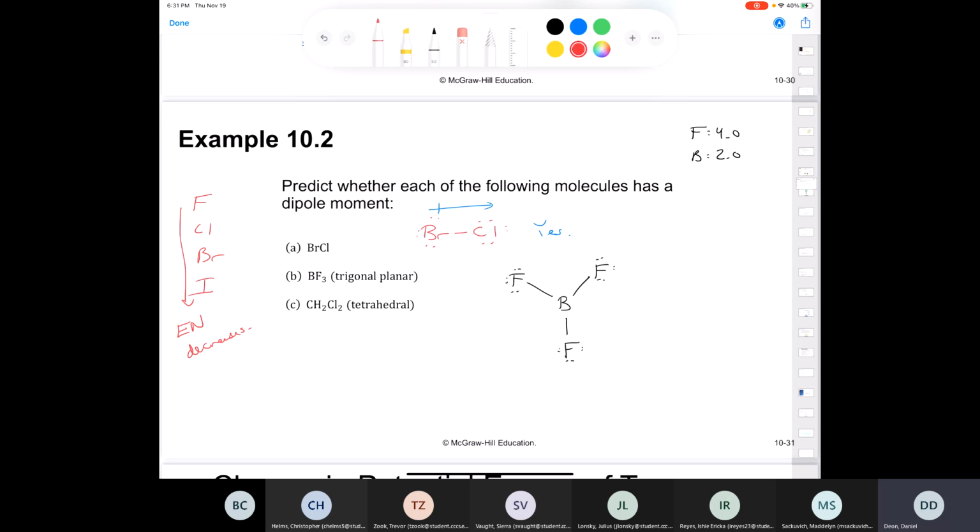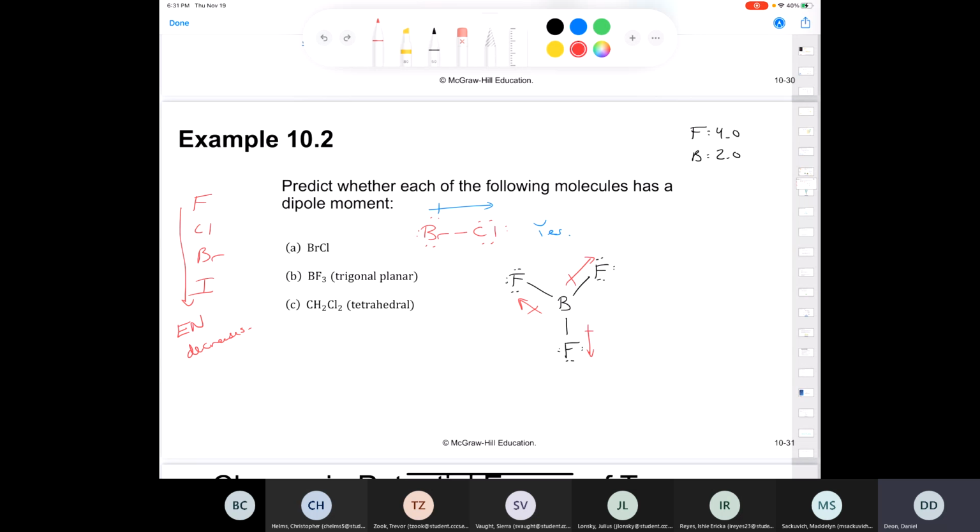There's going to be a polar bond here. There's going to be a polar bond here. And there's also going to be a polar bond here. You got three beautiful polar bonds in boron trifluoride. My question to you is, does this molecule have a dipole moment? Yes or no? Does this molecule have a dipole moment?